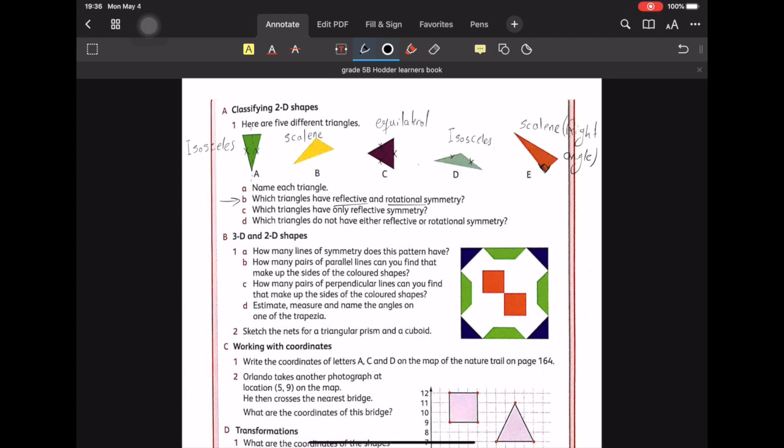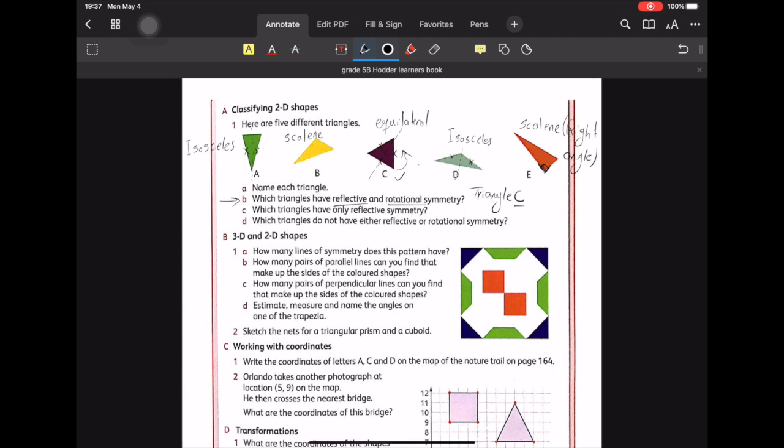About C, I could have a reflective symmetry, and if I start rotating this shape, we are going to see the same shape 3 times because it's perfectly symmetrical. Therefore, C could be the answer. About D, however, we cannot because we have reflective symmetry, but we do not have rotational symmetry. About E, the situation is the worst, just like B. So the only possible answer for B is going to be triangle C.